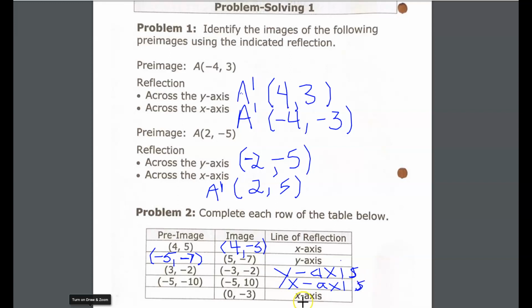Now how about this one? We have the x-axis as the line of reflection. Our point that has been moved, or the image, is 0, -3. So if it's reflected over the x-axis, the x-coordinate stays the same, but the y-coordinate changed to its opposite. So this would have originally been just +3.